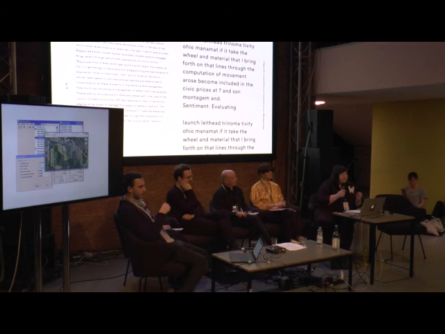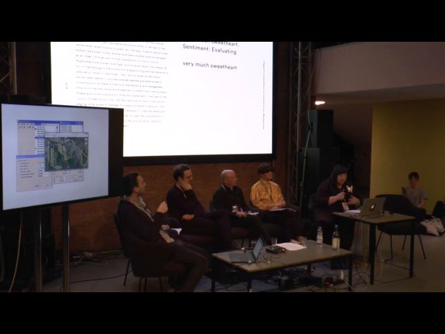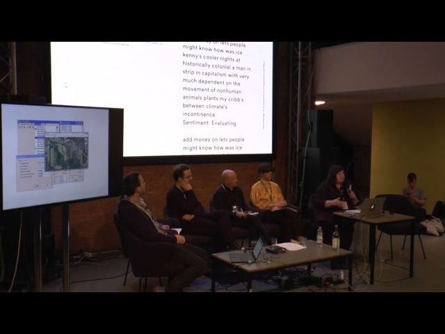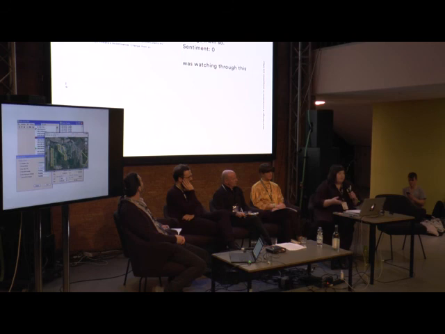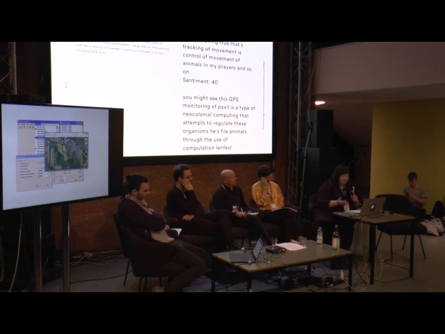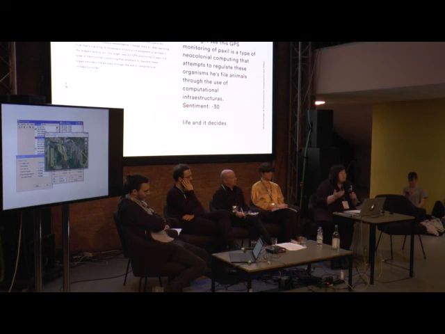Monique Ulwart, people might know her work, the post-colonial scholar, notes that historically colonial and incipient capitalism were very much dependent on the movement of non-human animals, plants, microbes between climates and continents in ways that constantly change them. So capitalism actually was working through this tracking and control of movement of animals and microbes and so on. And today we might see this GPS monitoring of cattle as a type of neo-colonial computing that attempts to regulate these organisms, these feral animals, through the use of computational infrastructures. In particular, it's a monitoring of life, and it decides who gets to be part of a cared for public, whether these feral cows are part of a cared for public or demarcated as outside of that.